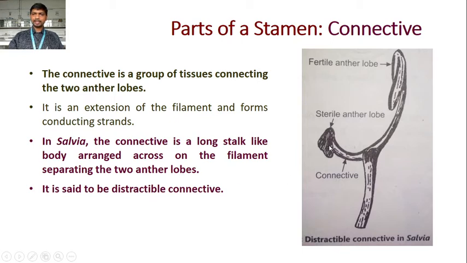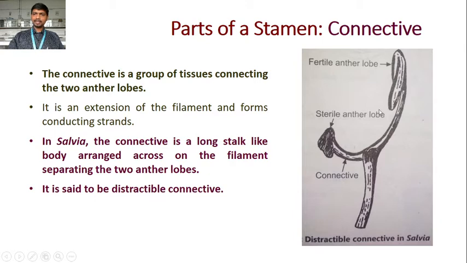Okay, so this is one anther lobe, this is another anther lobe. The connective is found between the two anther lobes, but in Salvia the connective is like a long stalk arranged across on the filament. So this is the filament where this connective has been arranged like a long stalk, which separates the two anther lobes.